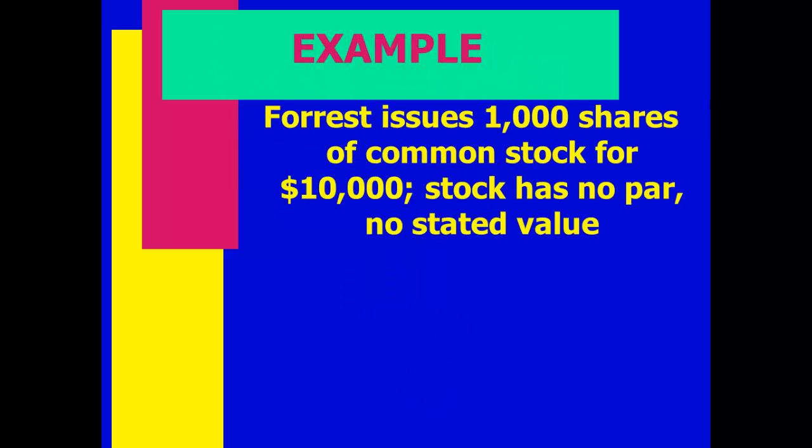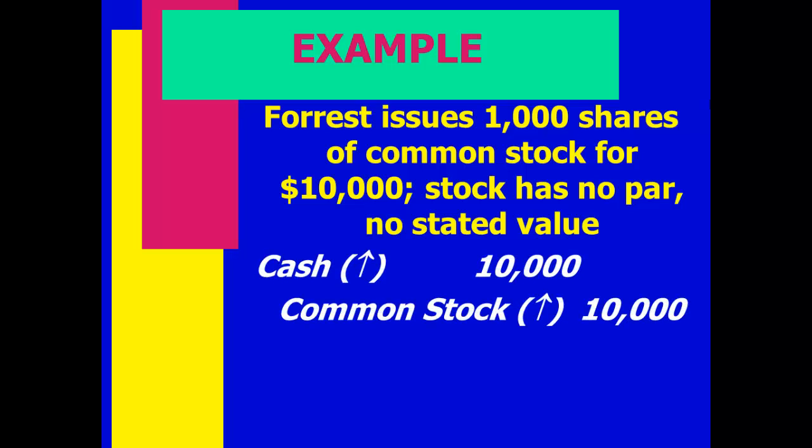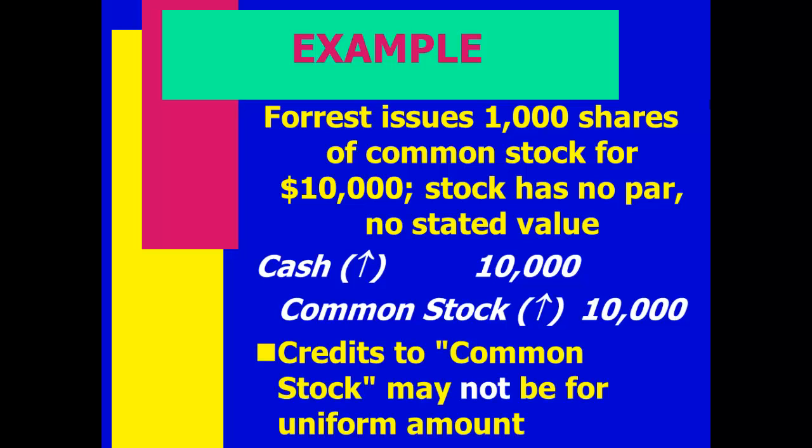Let's do another example. We issue 1,000 shares of common stock for $10,000. No par value, no stated value. What do I have more of? Cash, and asset goes up with the debit. What else do I have more of? Common stock. Let's mention one thing.